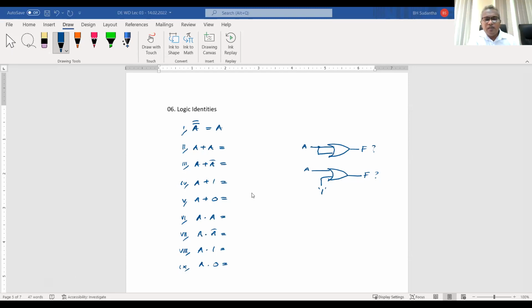Okay, what is this? A plus A is A. A plus A bar is always 1. A plus 1, again 1. A plus 0 is A. A dot A is A. This is 0. This is A. This is 0. If you have any kind of question, let me know. Then we can try to do.